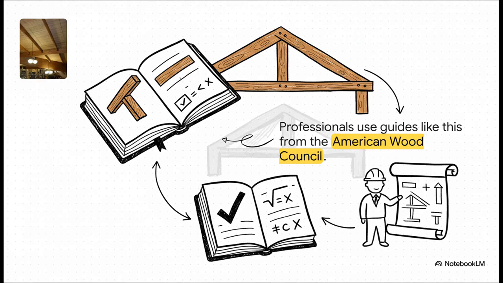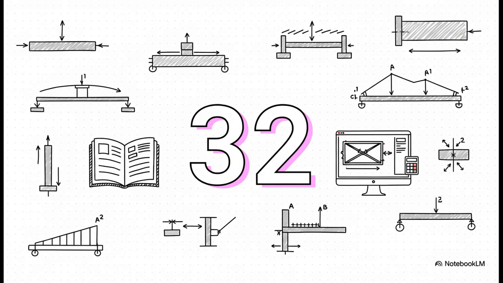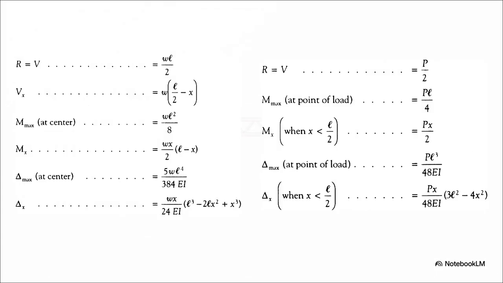Think of it as the official, industry-approved cheat sheet that you are absolutely encouraged to use. Inside, you get the solutions for 32 of the most common situations you're ever going to run into. So instead of working out the formulas every single time, an engineer just flips through, finds the picture that matches their problem, and plugs in the numbers. Done!